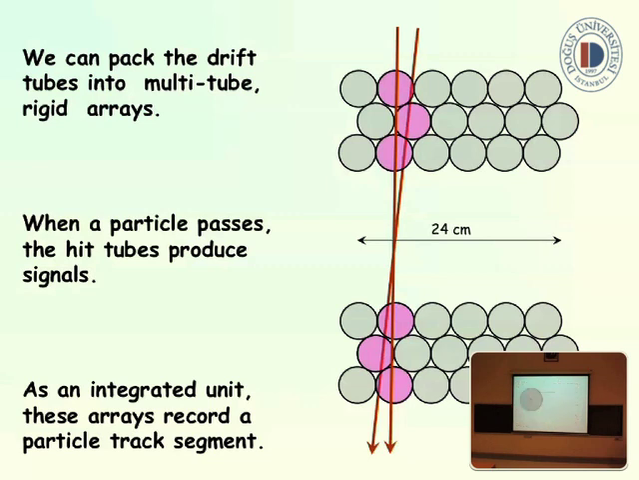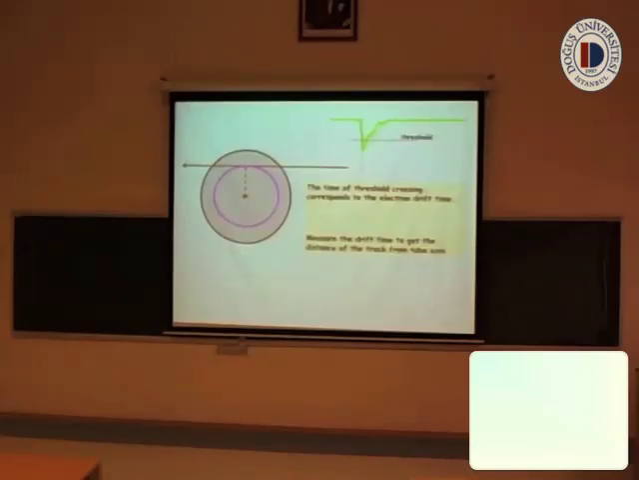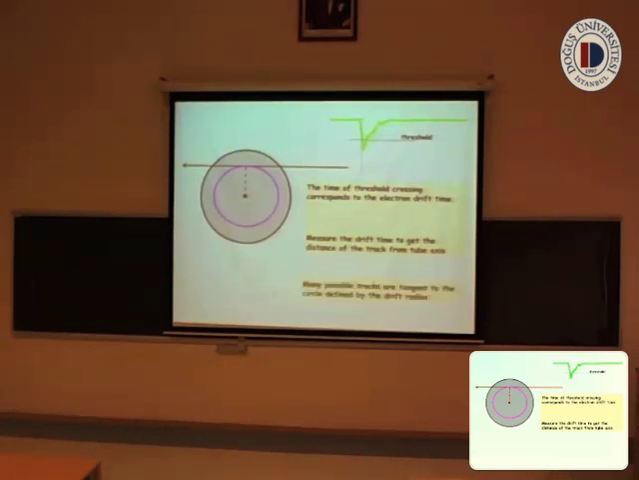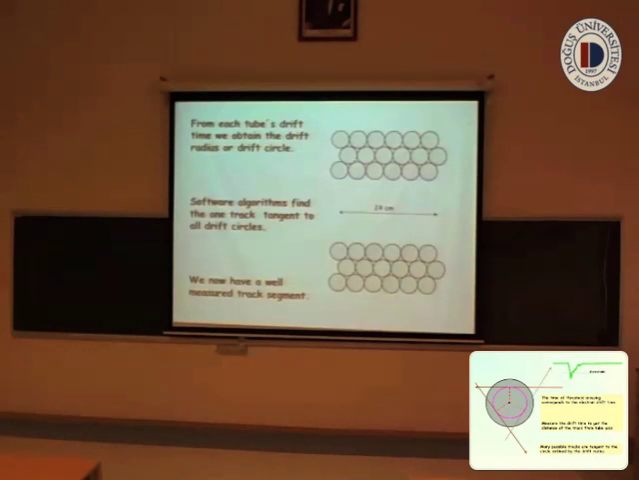Okay, so here is what I wanted to show. The time of the threshold crossing corresponds to the electron drift time, and we measure the drift time to get the distance of the track from the tube axis. Many possible tracks are tangent to the circle defined by the drift radius. Let me show you what happens again.